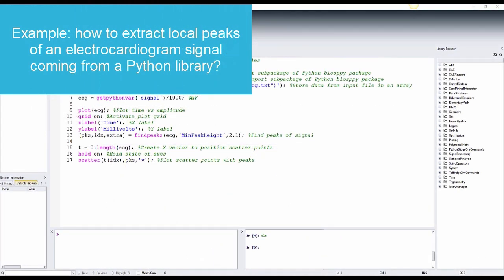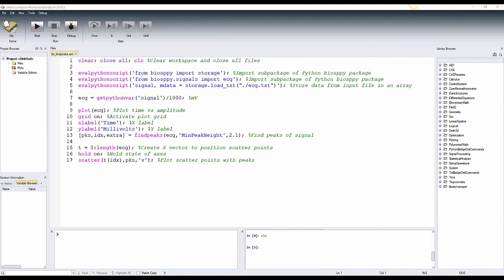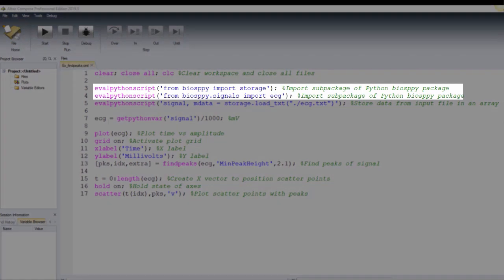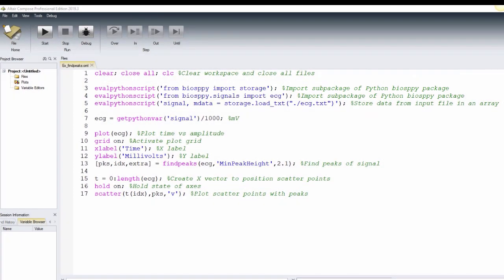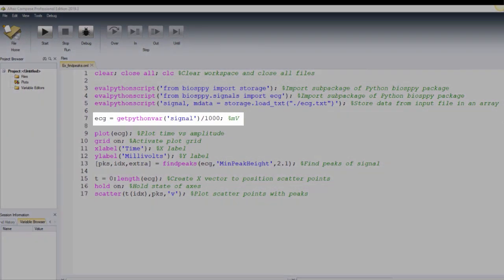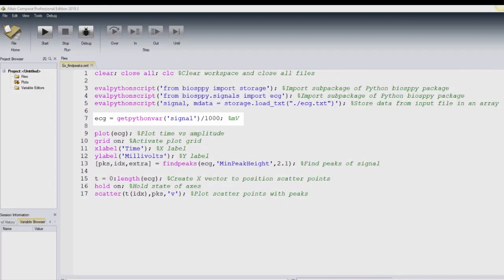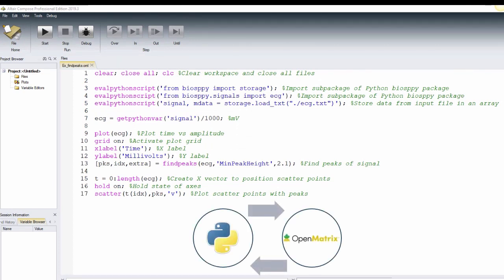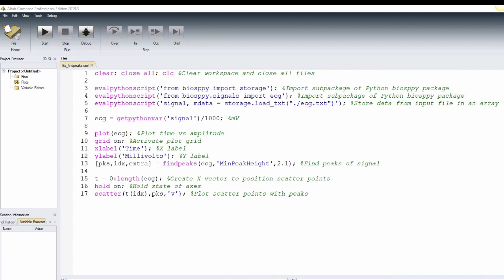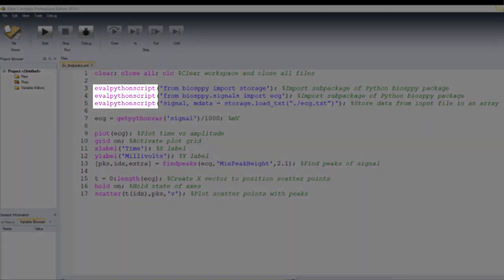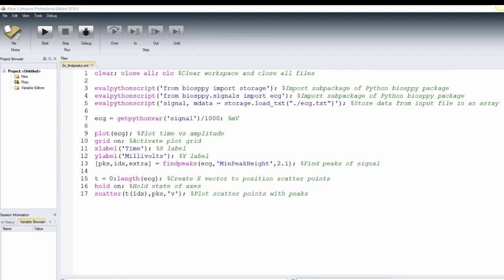So let's see this example, how to extract local peaks of an electrocardiogram signal coming from a Python library. This dataset was taken from a Python package for biosignal processing, and it contains a generic ECG signal. And the variable with the signal may be retrieved from Python workspace to OML with getPythonVar function. OML has a bidirectional bridge with Python that allows the integration of both languages in the same script. This is accomplished in this case with the evalPythonScript function that evaluates Python statements within Compose.